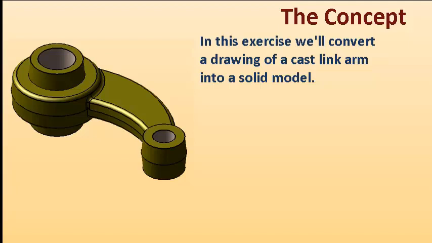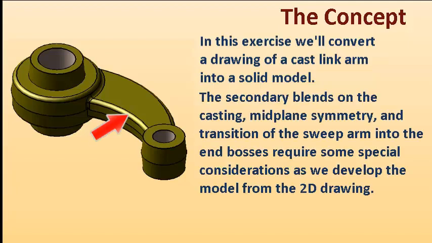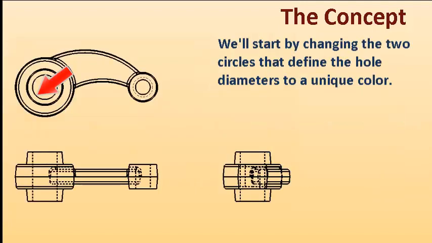In this exercise, we'll convert a drawing of a cast link arm into a solid model. The secondary blends in the casting, midplane symmetry, and transition of the sweep arm into the end bosses require some special considerations as we develop the model from the 2D drawing.